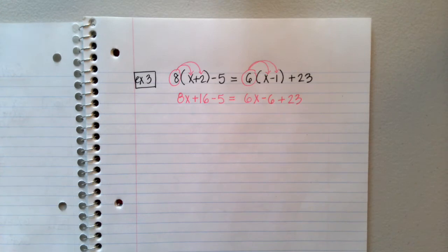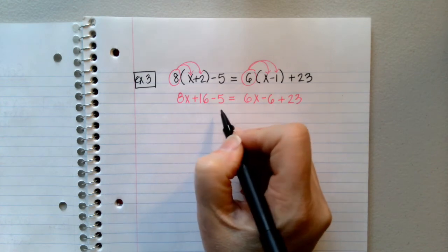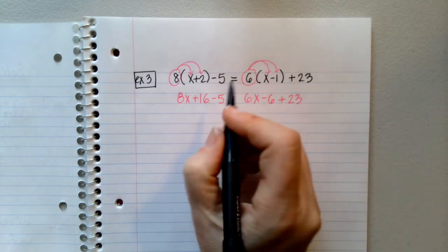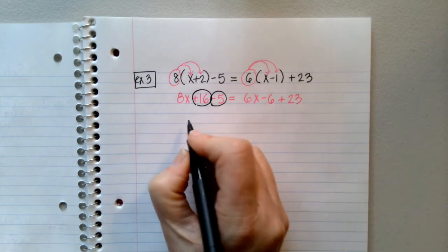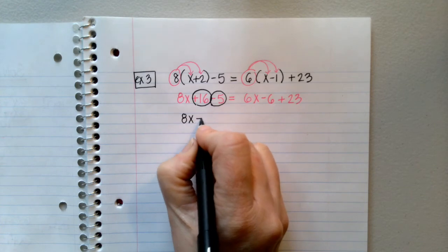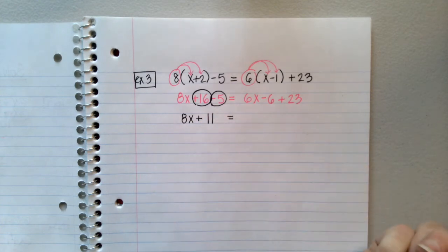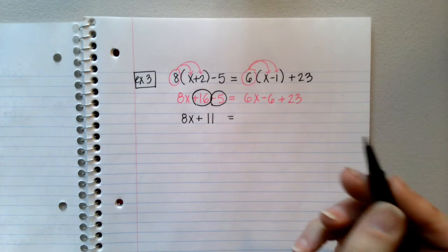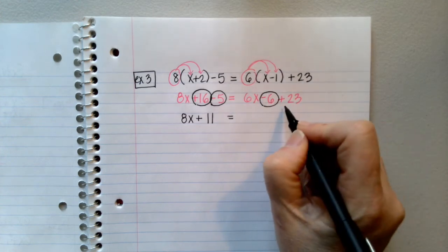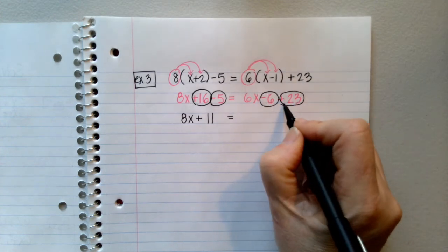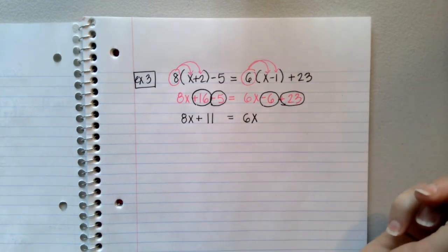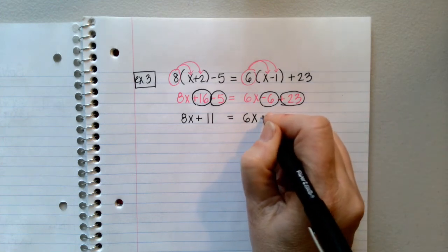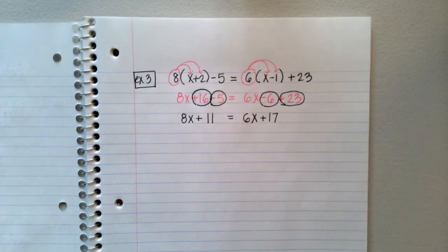On both sides, I want to combine any terms that are like one another, meaning any terms that either both have variables or both don't have variables. So if you look at this plus 16 and the negative 5, I could combine those into positive 11. That makes that side a little easier. Same thing over here. I've got a negative 6 and a positive 12. So if I were to do that, I'd bring my 6x down, and I'd end up with positive 17.